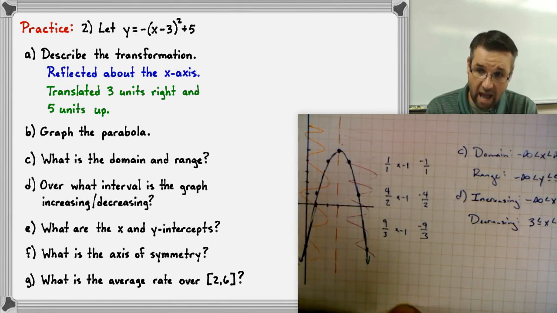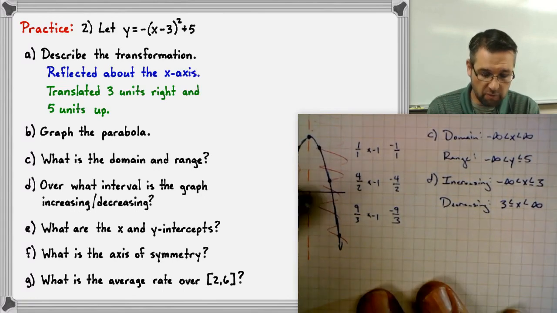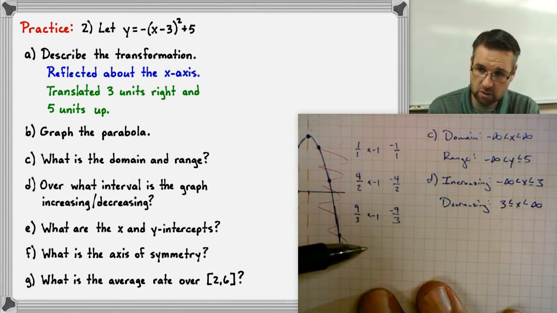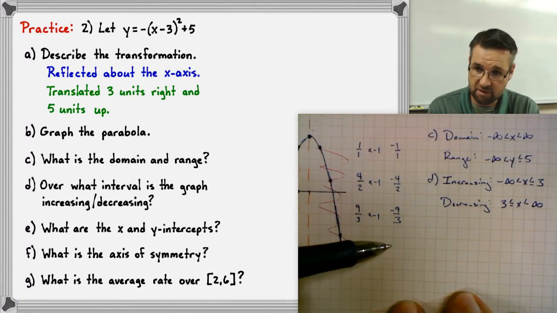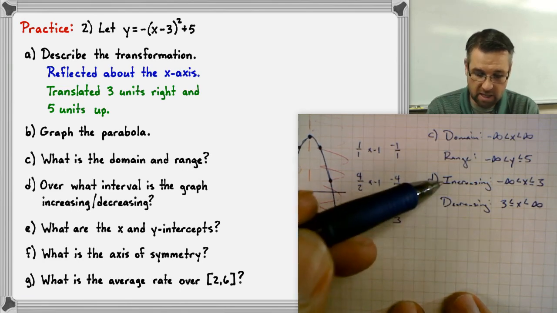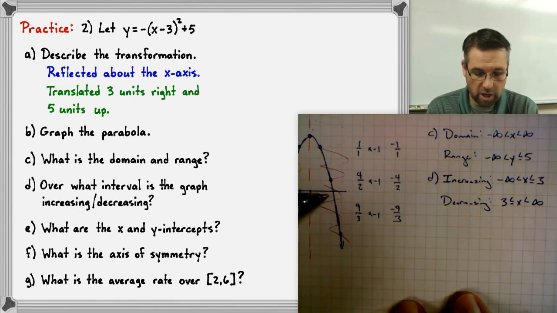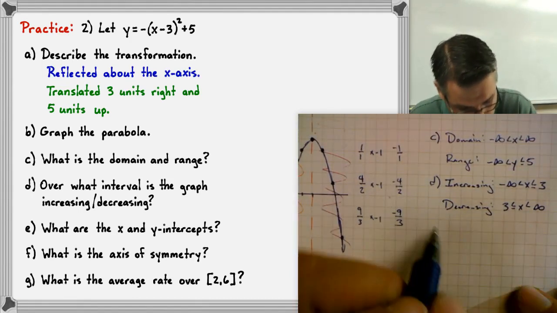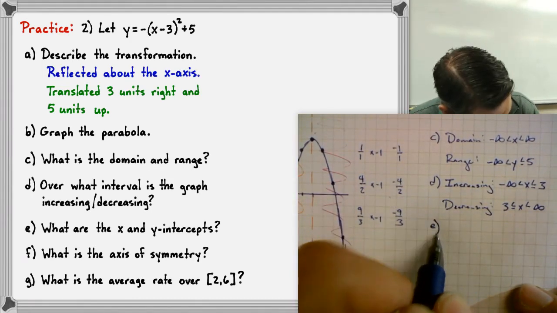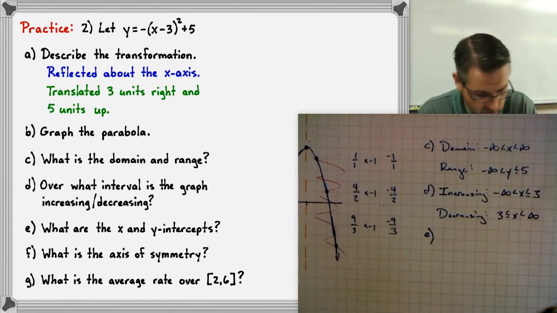It is going down to negative infinity. The y value is negative infinity, but it's moving to the right. As it goes down, it's moving to the right. And so that's positive infinity in the x direction. And because we answer the increasing and decreasing intervals in terms of x, we are going to the right, positive infinity. All right, for E, it says, what are the x and y intercepts?